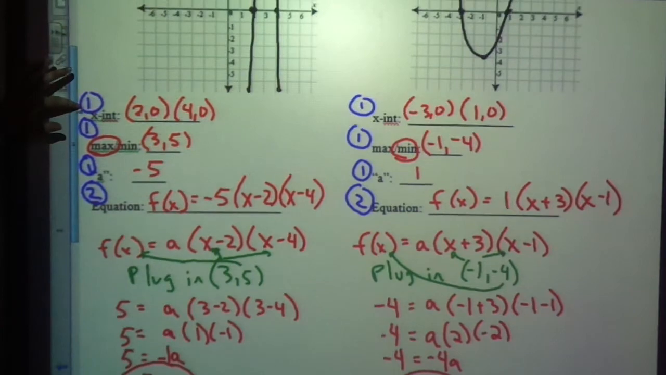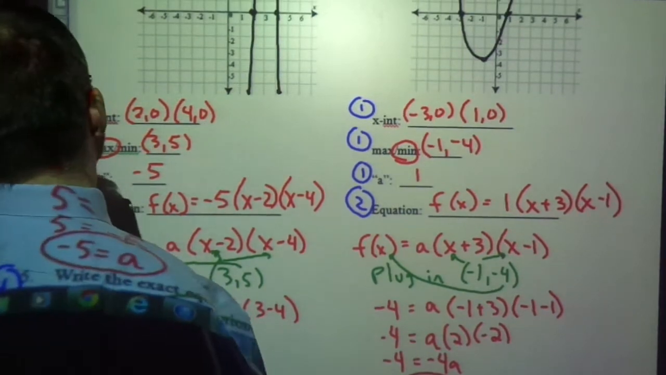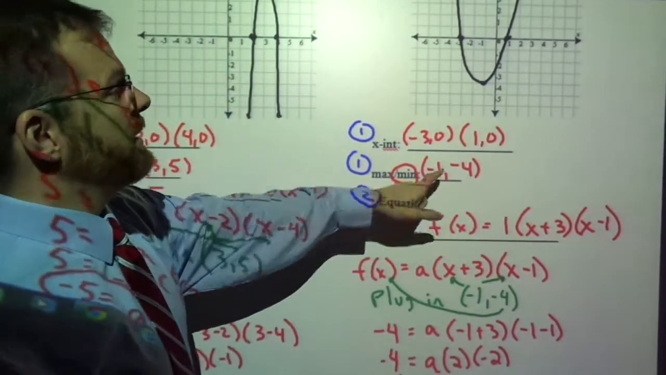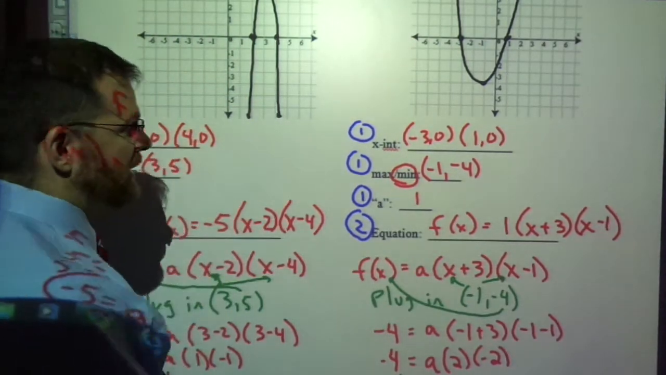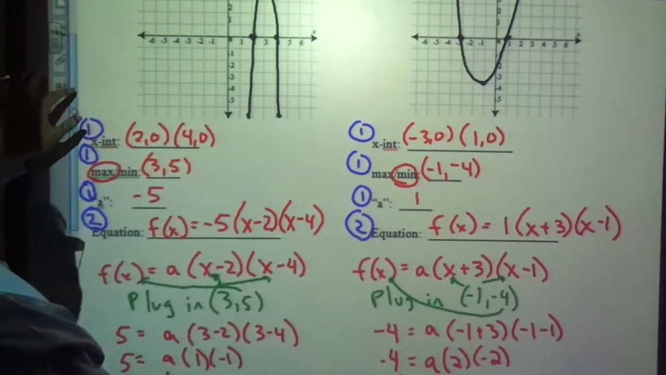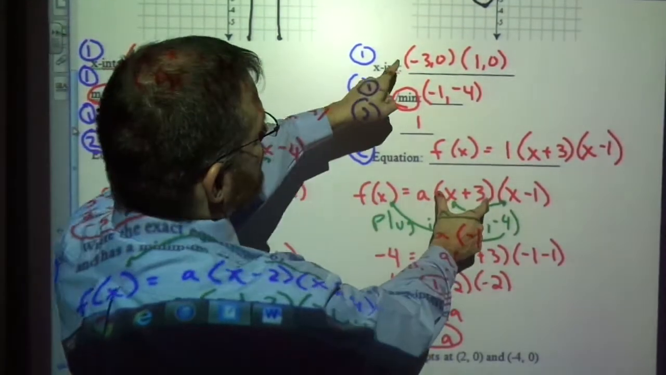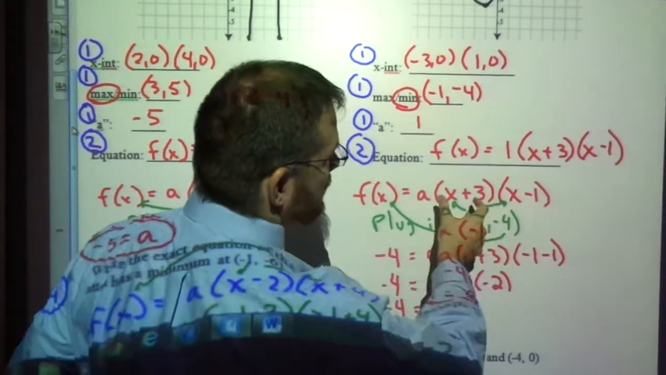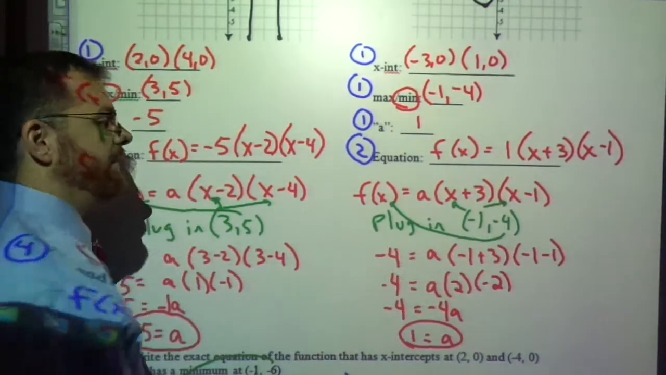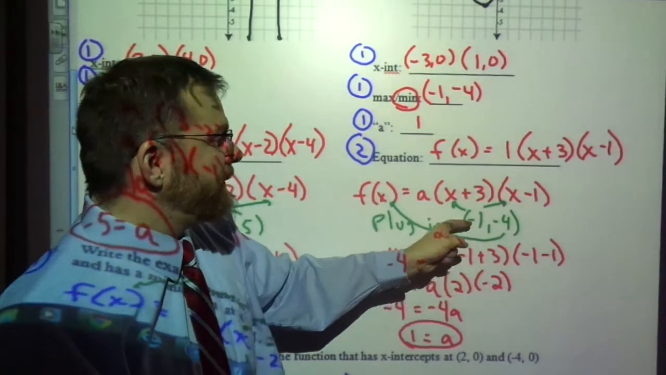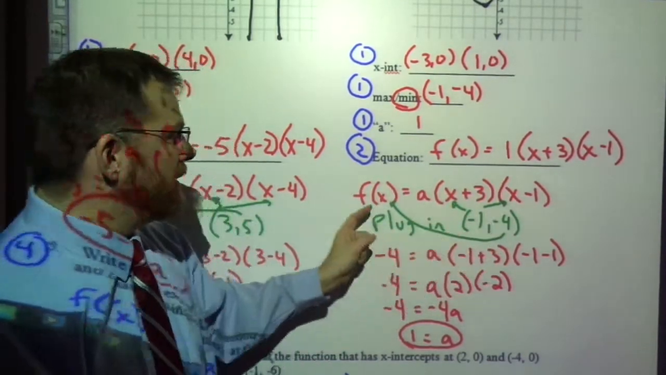Same thing here, just looking at the graph, the x-intercepts here are negative 3, 0 and positive 1, 0. The minimum is negative 1, negative 4. So again, I come down here and I write an initial equation, f of x equals a times x plus 3, x minus 1, to go with my x-intercepts. Then I plug in the x and f of x values that I have here from my minimum.